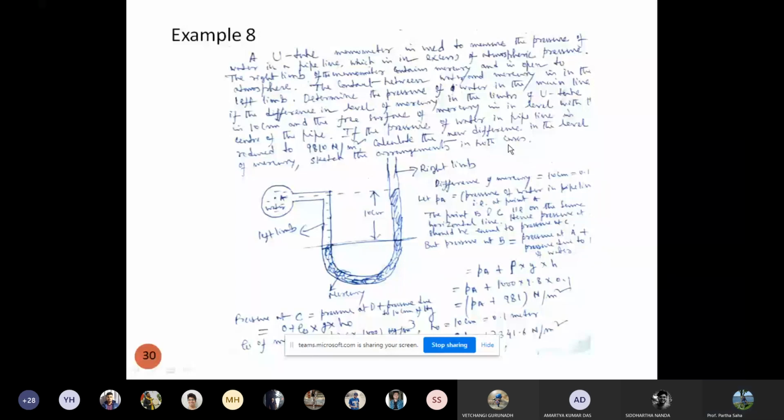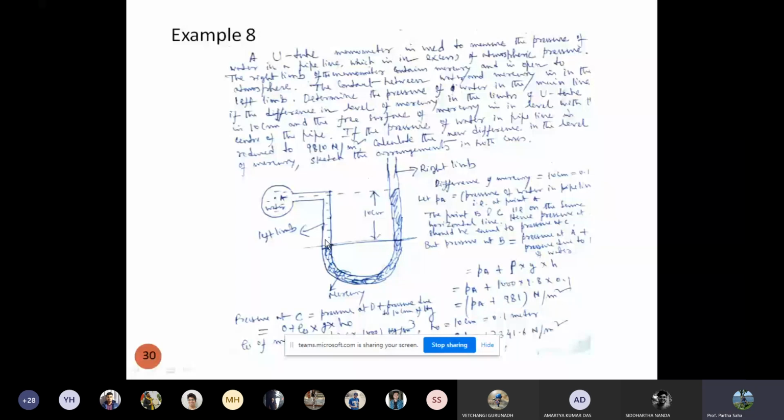This is the first case. In the first case, you have to determine the pressure of the pipeline, right? The difference of mercury is given as 10 centimeter. So what will be the pressure of water in the pipeline, that is, the pressure at point A, and similarly the pressure at point B. That is the same in the horizontal line, right? Because pressure at point B and pressure at point C should be the same.